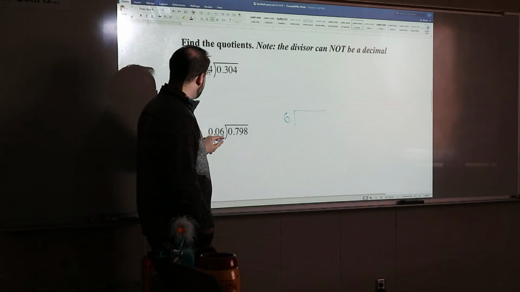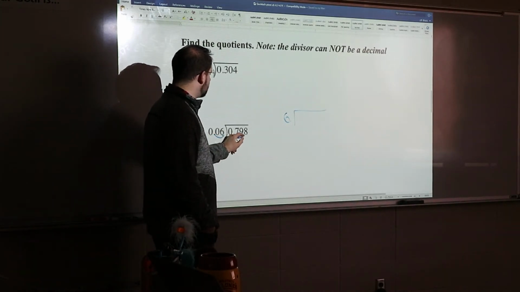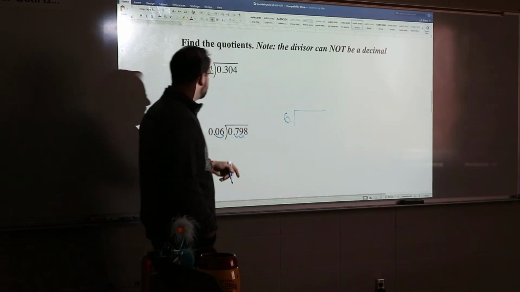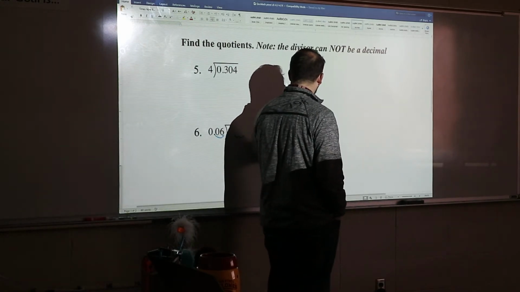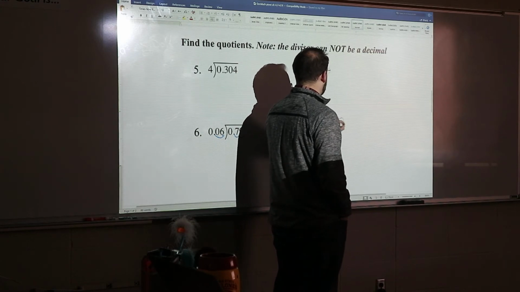How many spots did I move? 2 spots? You have to move the decimal on the inside 2 spots as well. If you move the outside, you have to move the inside. So the number on the inside is 79.8, and you can put zeros back here if you want. I don't care how many you're going to put.